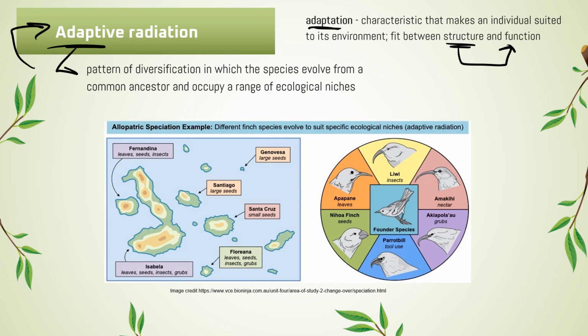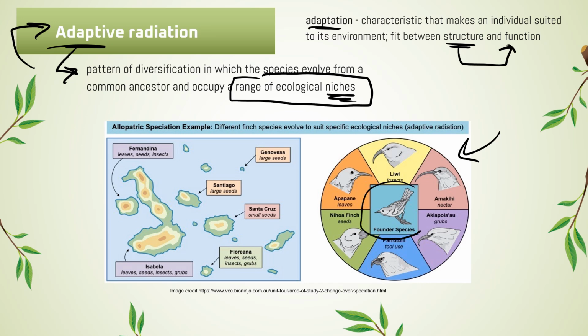Adaptive radiation is defined as this pattern of diversification. We've got species evolving from a common ancestor occupying a wide range of ecological niches. Remember that a niche is the habitat, the space where an organism lives, and also its role in the ecosystem. The most common example of adaptive radiation is Darwin's finches.